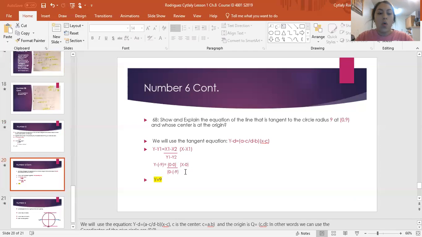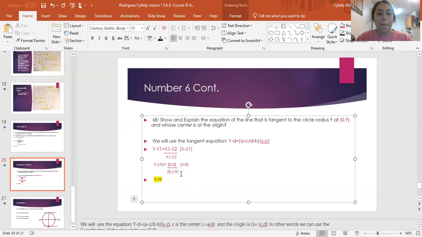And then we get y, parentheses y minus -9 close parentheses equals 0, and then just add 9, and we get our number as 9.